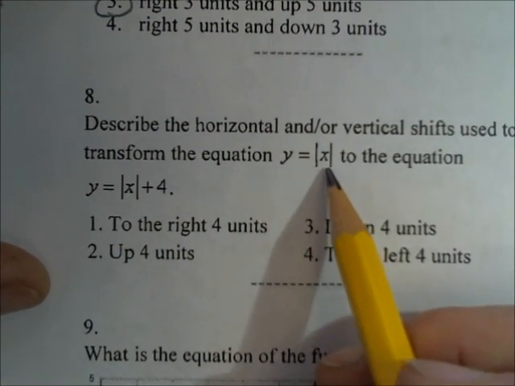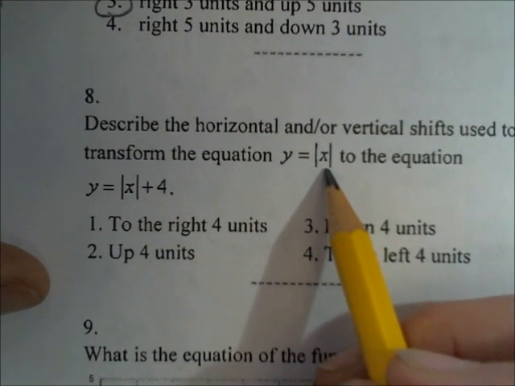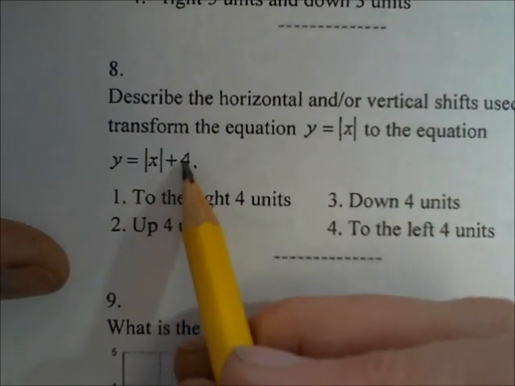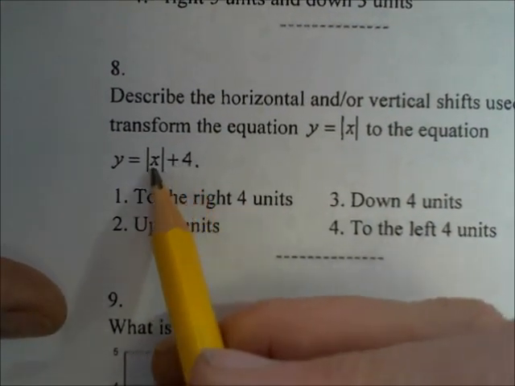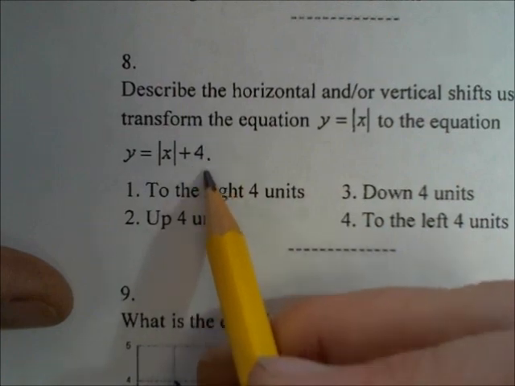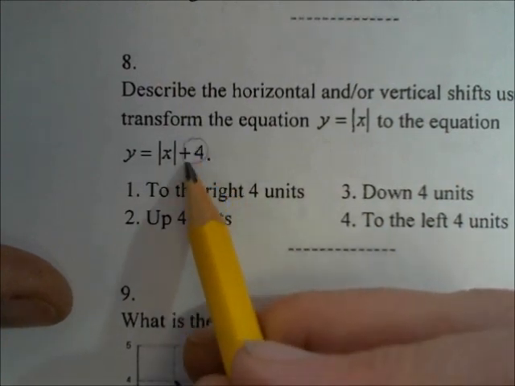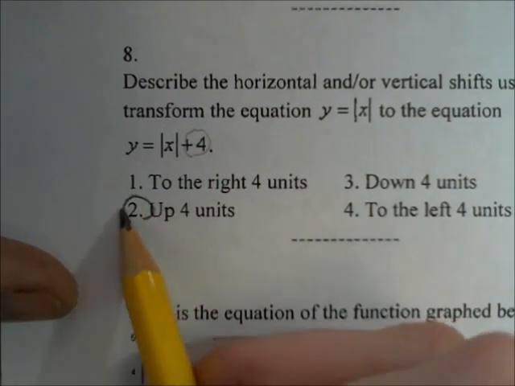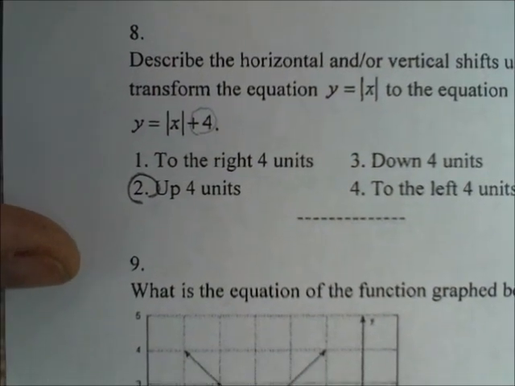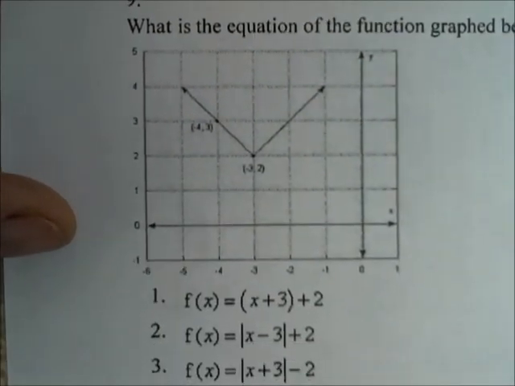What happened to absolute value of x when you tack on a plus 4 at the end? Anything outside of the function is a vertical shift, and this means it went up 4 units, option 2. You could look at that in your graphing calculator also.